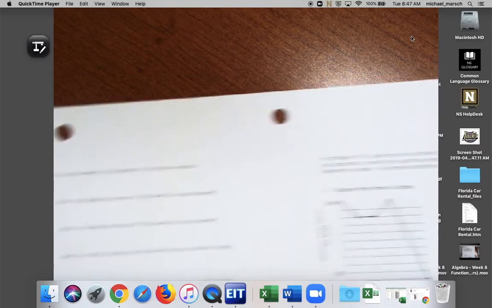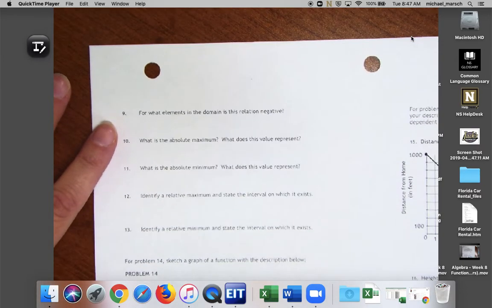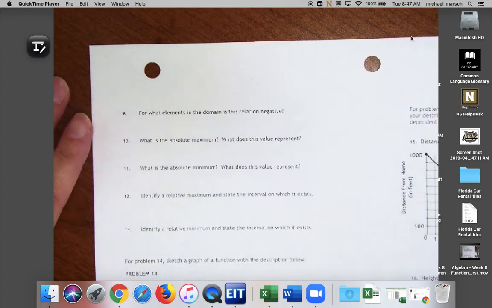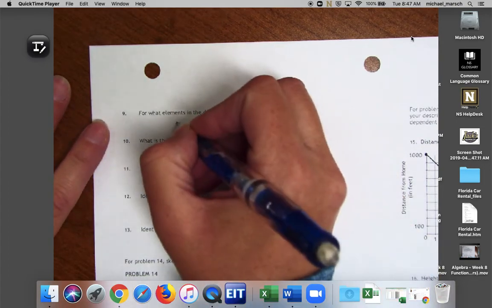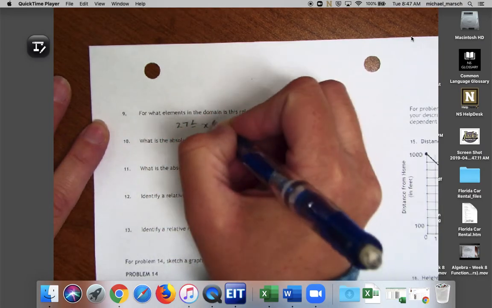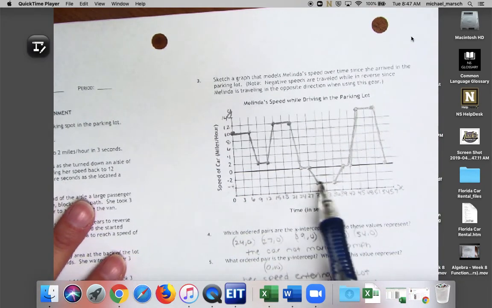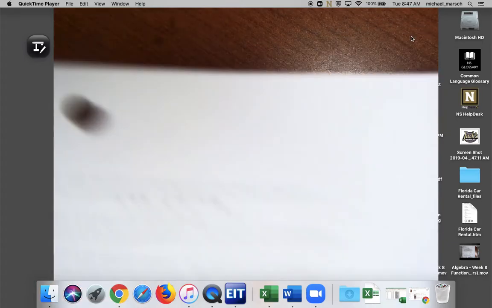So for what elements is it negative? So if you're looking at that graph, probably you would see really it's only negative between 27 and 39. Right? Because if I turn this over, we just have this weird chunk of negativeness. Remember we said that's when she was driving backwards.